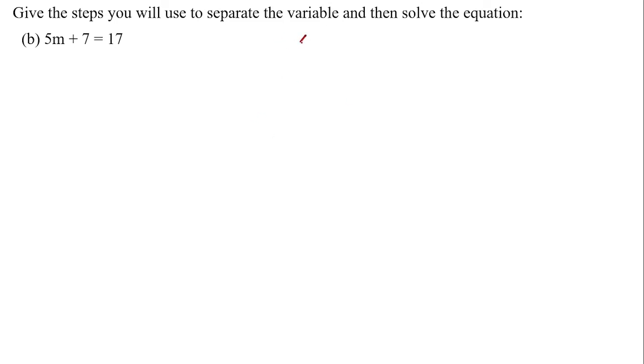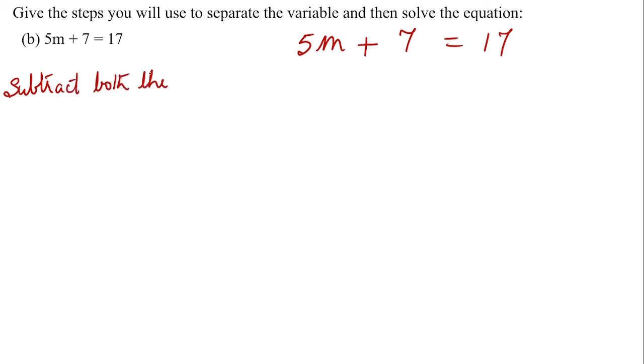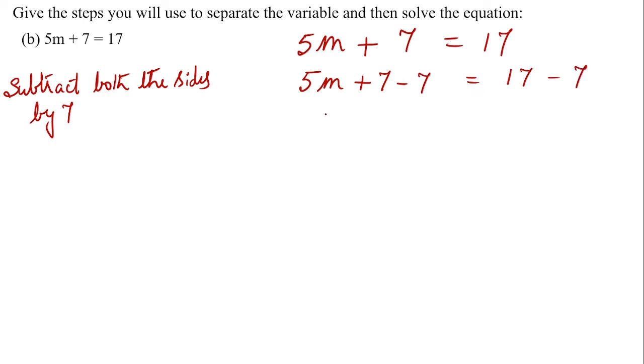Here the equation given is 5m plus 7 is equal to 17. So first we have to remove plus 7. If you want to remove plus 7, what will you do? Subtract. First step is subtract both the sides by 7. So this will be 5m plus 7 minus 7 is equal to 17 minus 7.